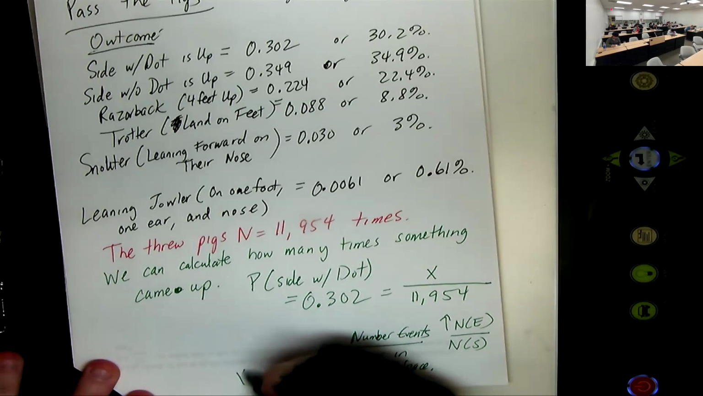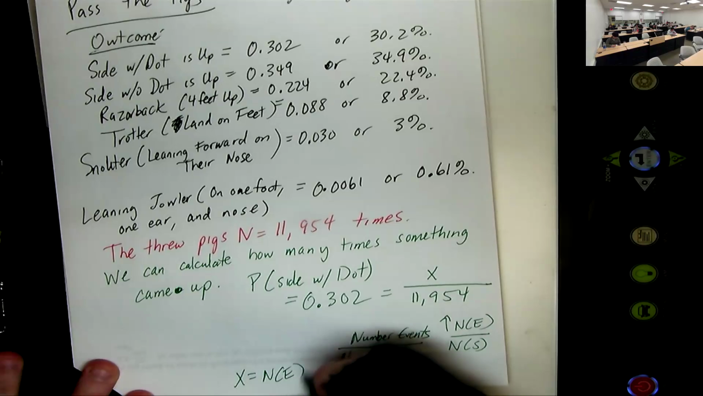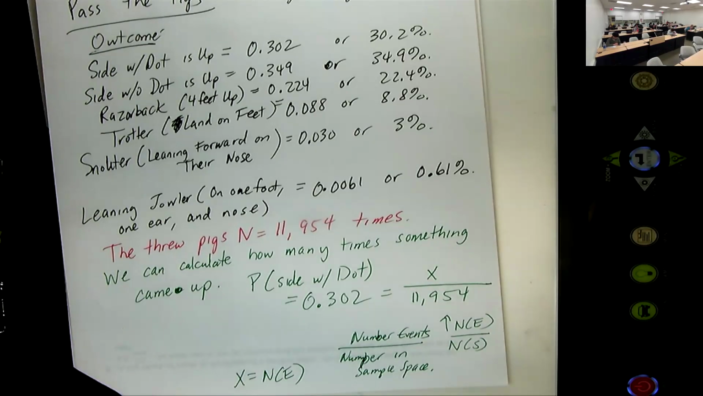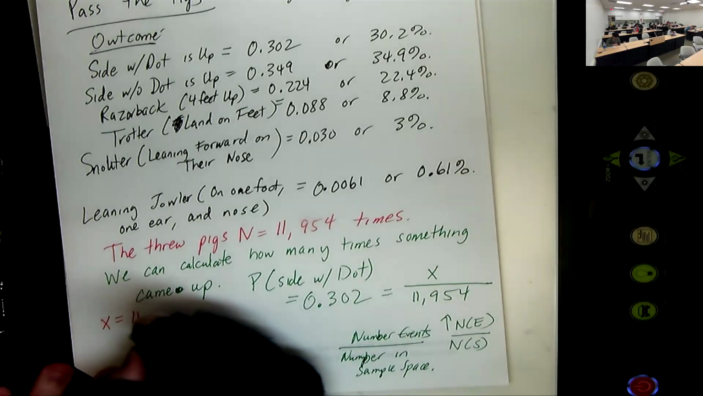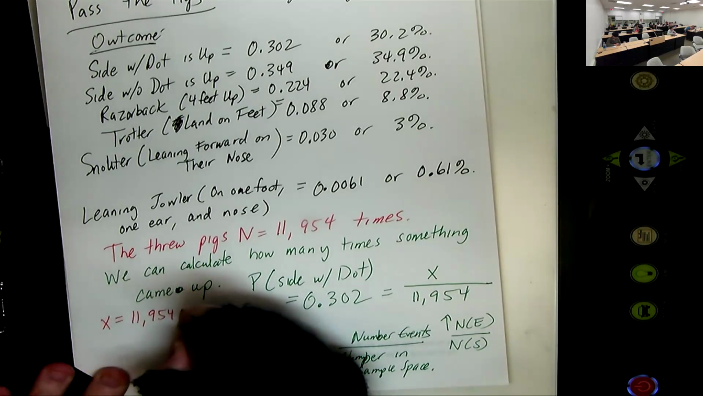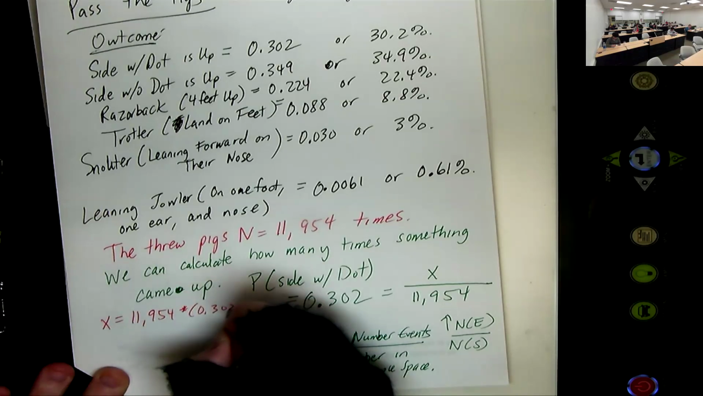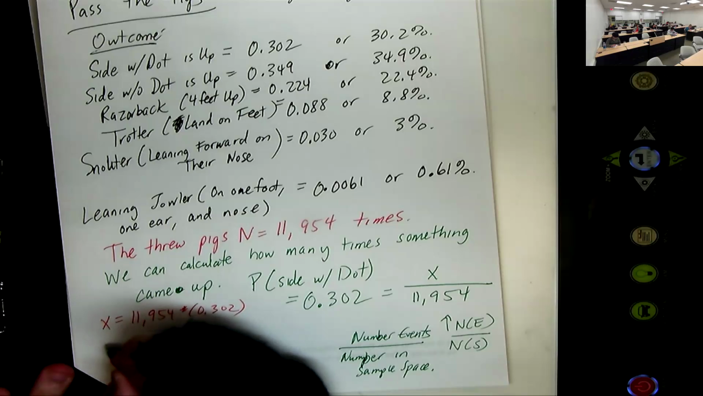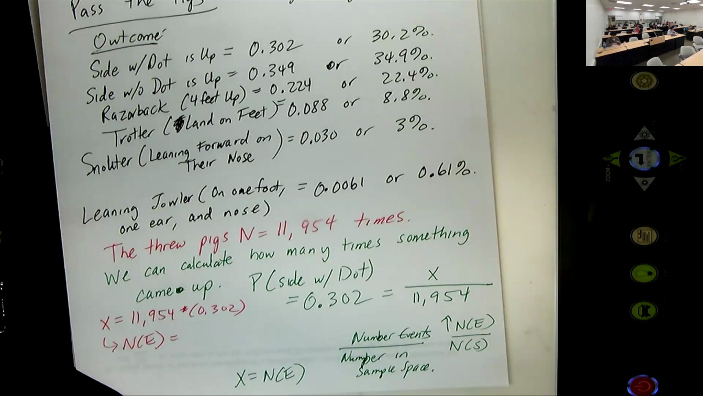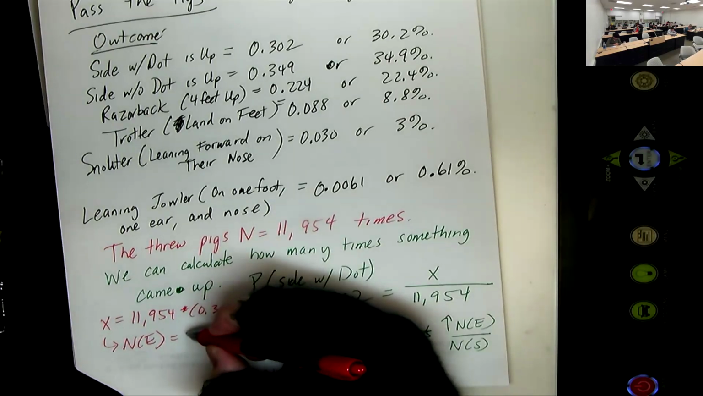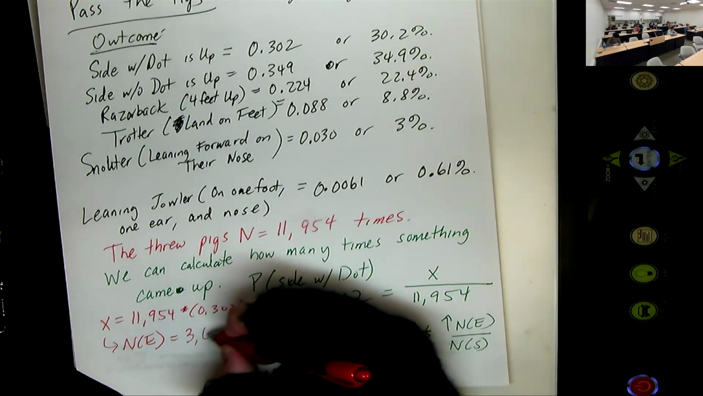So in this case, X is the number of events. If I multiply both sides by 11,954, I get X alone. So X, which is our number of events, is 11,954 times 0.302. And if I round to the nearest whole pig, 3,610.